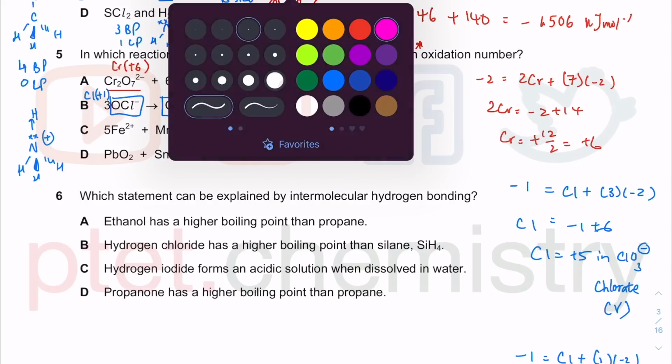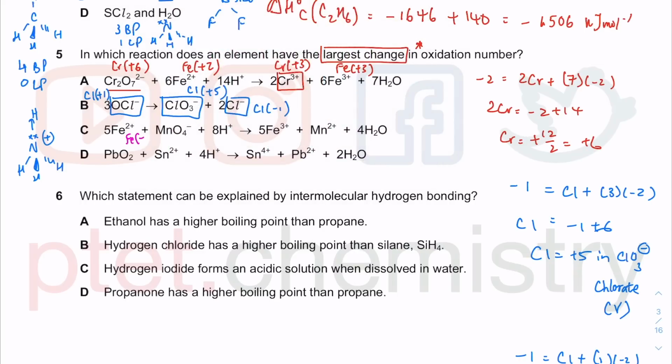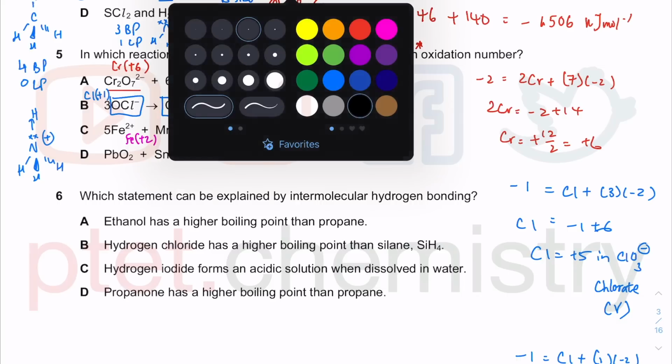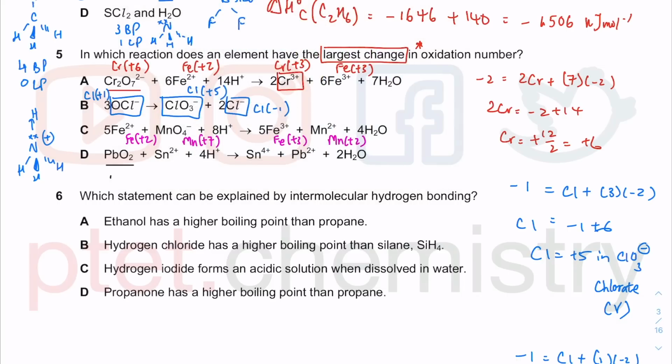Well, we have to check for the rest of them, so better get going. So iron plus 2, MnO4 minus is manganese plus 7. I'll leave that as an exercise for you to do on your own. That is manganese plus 2. Last but not least, we also have this lead compound. This is a compound with no charge. Each oxygen is minus 2. There's lead plus 4, tin plus 2. Now tin goes to plus 4 and lead goes to plus 2.